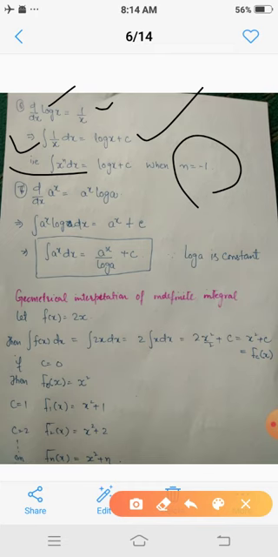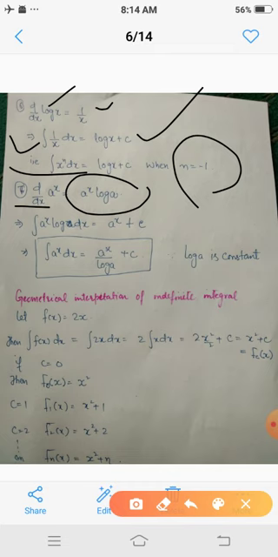Now you know that the differential of the exponential function a raised to power x is a^x log a, which implies that the indefinite integral of a^x log a is a^x plus c. Now here log a is constant, so it comes out from this integral, and when it comes out of the integral, it is multiplied.